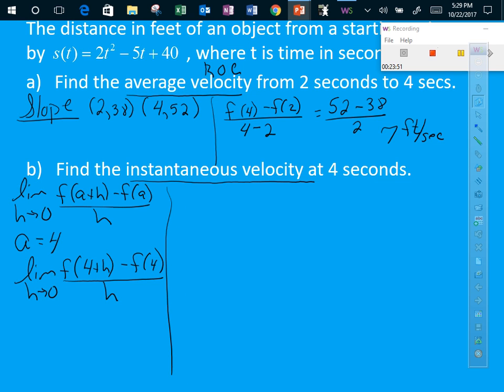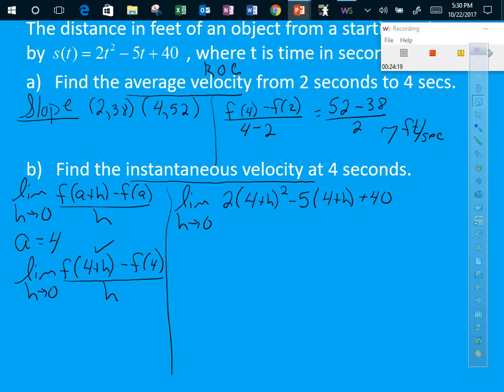So here comes the math portion of it. We're going to go wherever we see a variable, toss it, and plug in a plus h. So it's going to look like this. I'm going to have a limit as h approaches 0 of 2 times (4 plus h) squared minus 5 times (4 plus h) plus 40. So I've taken care of f of 4 plus h.